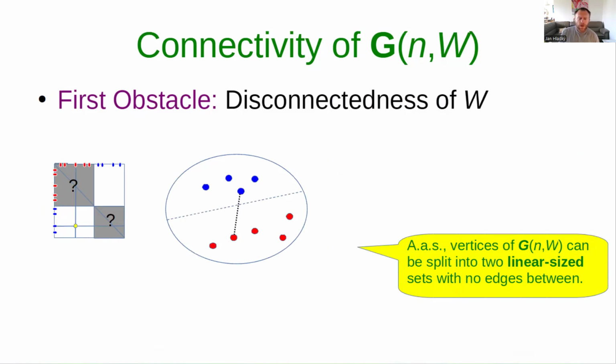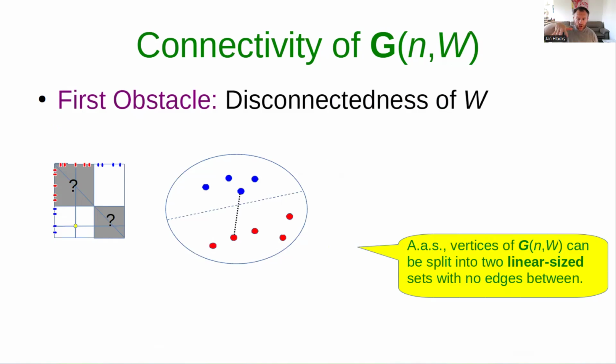So what happens when we sample from such a disconnected graphon? Both the red and blue sets will contain a linear fraction of vertices asymptotically almost surely. Okay, so what is happening? There is this two-stage generation process.